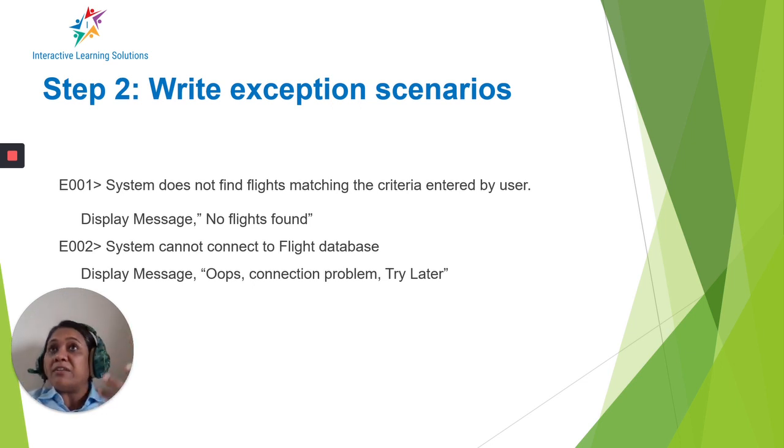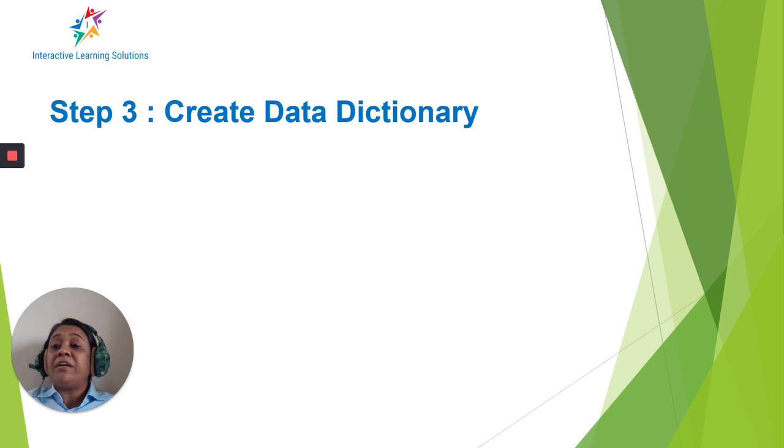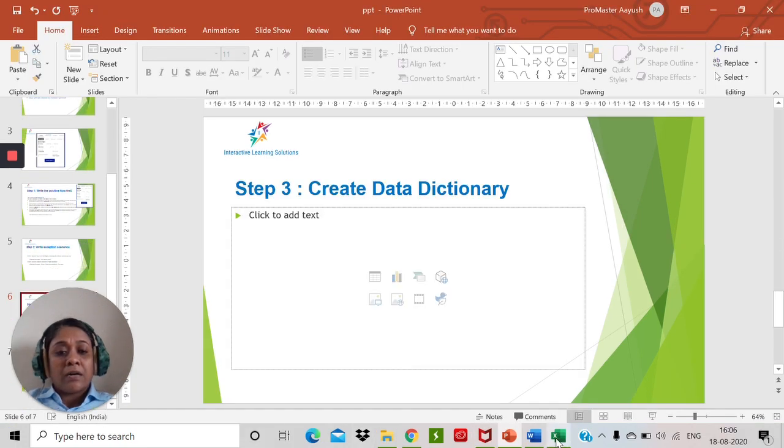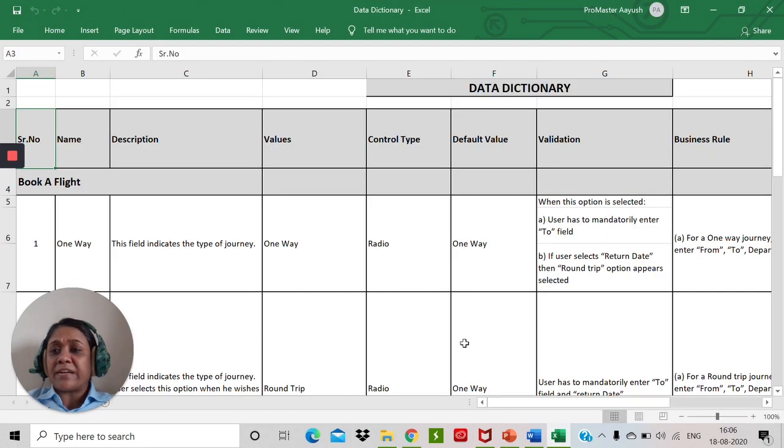So you can write a bunch of negative scenarios which occur in your screen, and that's what step 2 is all about. So step 1, we think about only the positive flow. Step 2, we think about negative scenarios that can cause interruptions in the way our application is supposed to work. So once we have captured both of these, our next step will be to create a data dictionary. Now for creation of the data dictionary, I will show you a small data dictionary format that I have created here.